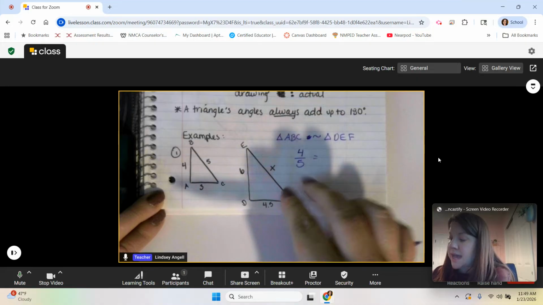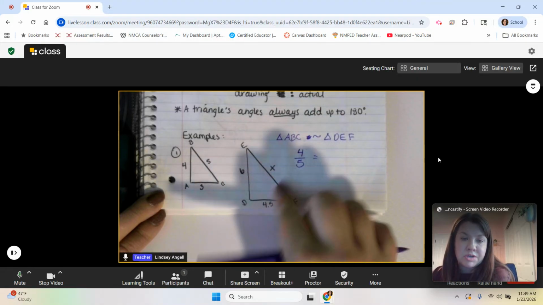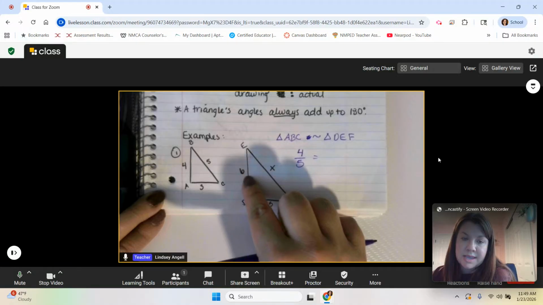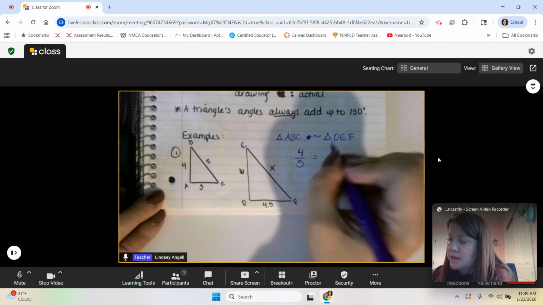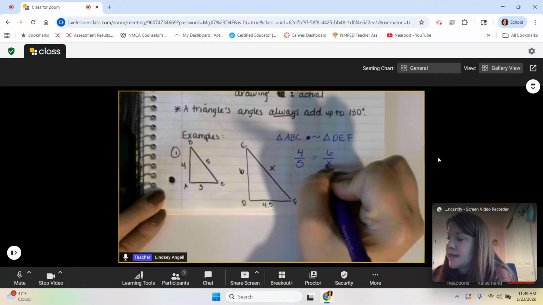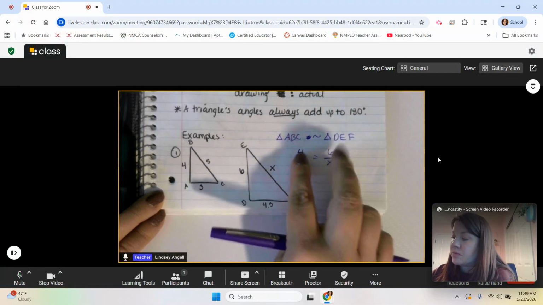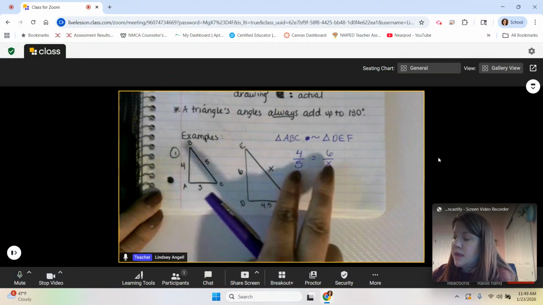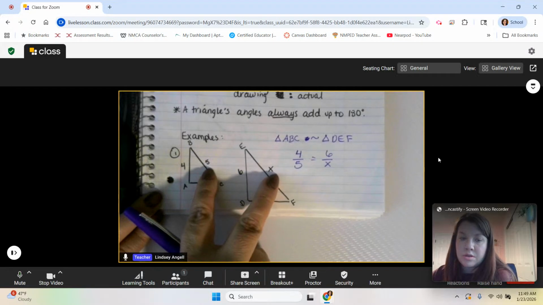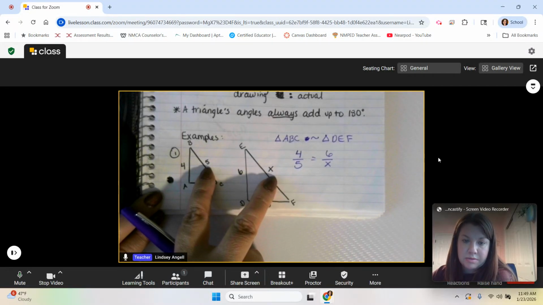On the other side, I can use the information from this triangle. Well, this is like my straight side versus my angled side, or vertical, I should say. 6 and x. So these were both the vertical sides, and then these are both that hypotenuse looking side. Okay?